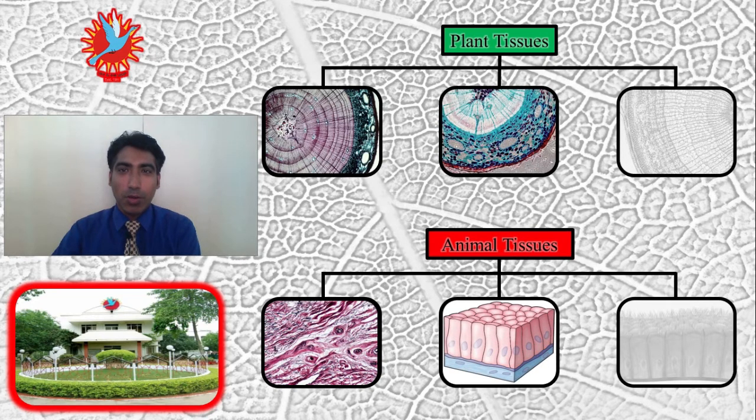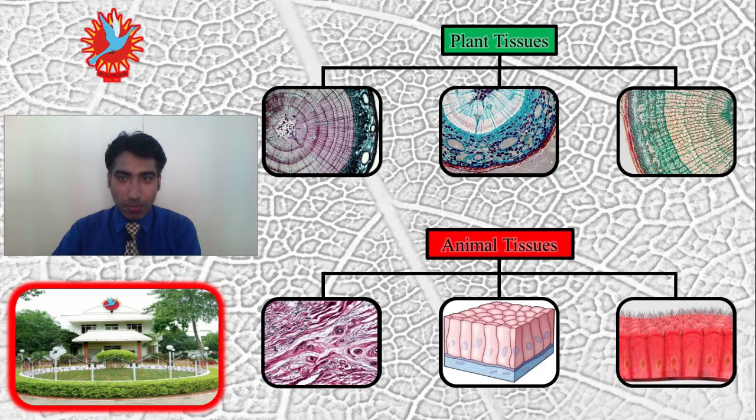So today we are going to start a new chapter for class 9th, and the name of the chapter is Plant and Animal Tissues. So are you excited to learn more about the plant and animal tissue? Let's begin in this chapter.